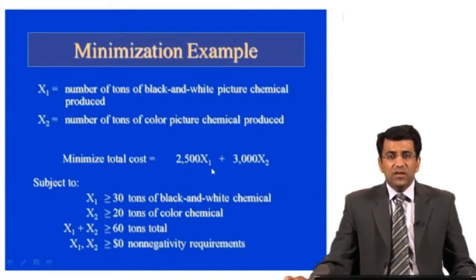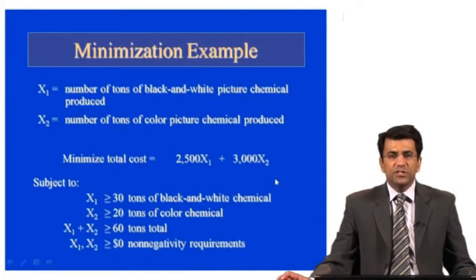So if we produce x1 number of products, and for that is the black and white picture chemical. If we produce 1 unit of that black and white picture chemicals, then it will bear a cost equal to 2500. And if we produce 1 unit of that color of picture chemicals, then it will bear the cost of 3000. So the total minimization cost by adding the total cost in either these cases will be 2500 x1 plus 3000 x2. In this particular example, this cost function is already given to you.